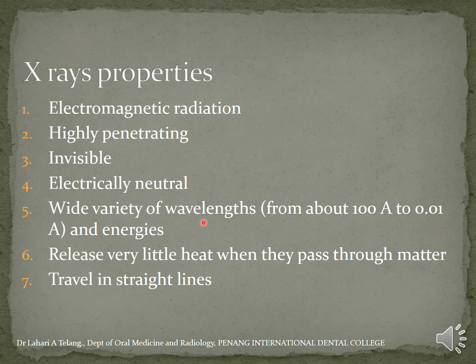They come in a wide variety of wavelengths, and if you're measuring wavelength in Angstrom units, then they can range from 100 Angstrom units to 0.01 Angstrom units, and they come in a variety of energies as well. So you have strong energy X-rays and lower energy X-rays. They release very little heat when they pass through matter, and they travel in straight lines. We use all of these properties to help in taking diagnostic X-rays in human beings, or even in the field of veterinary.